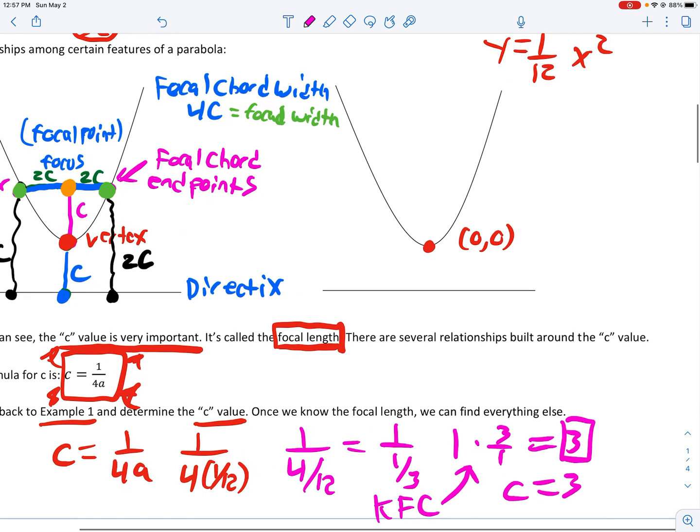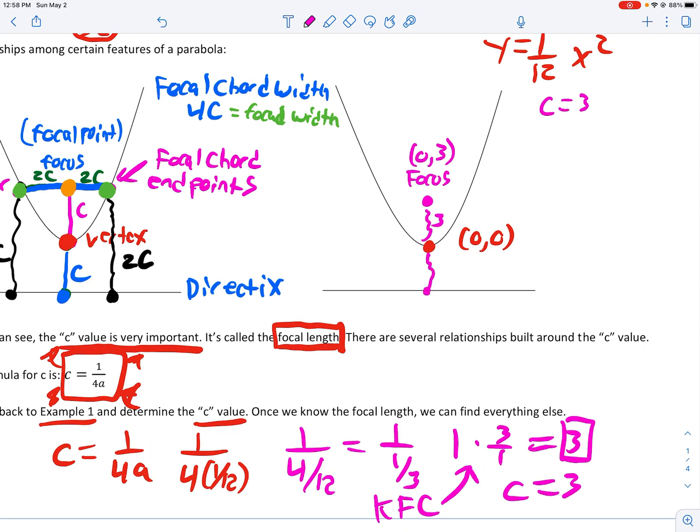So if the vertex is 0, 0 and c is 3, I'm going to go up 3 units. That's going to be my focus. So this distance here is 3. That point there would be at 0, 3. And then you would go down 3 units. So this would be on the line y equals -3.